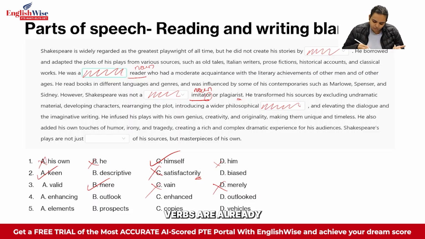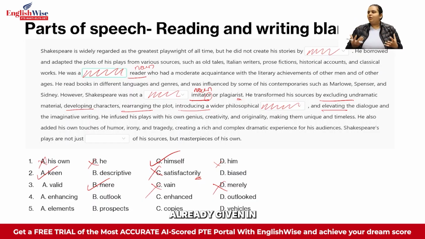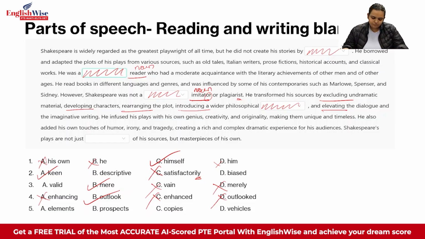Now you see, the verbs are already given: developing characters, rearranging this, introducing this, elevating this, excluding this. So the verbs are already given in the sentence. That means the noun is missing here. So now let us look at the nouns over there. You see, enhancing is a verb, enhanced is a verb, outlook is a noun. So straight away, the answer is outlook. So this is how you can be faster with your blanks, guys.